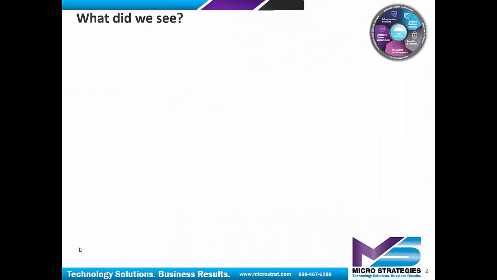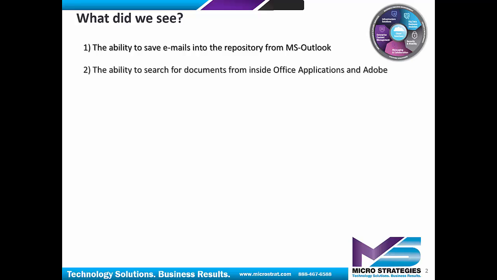So what did we see? Well, we saw the ability to save emails directly into the repository from MS Outlook. We saw the ability to search for documents from inside MS Office applications as well as Adobe. And of course, the ability to edit document properties from within the Office applications as well as Adobe.